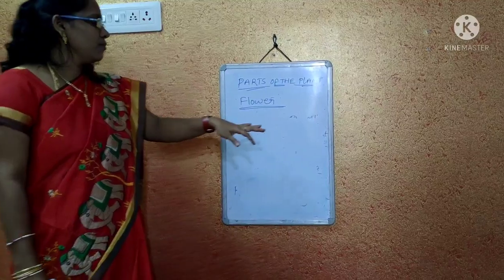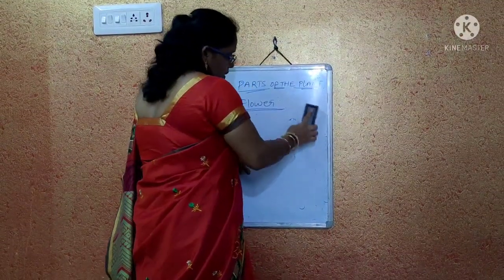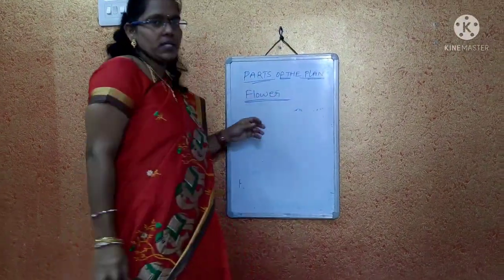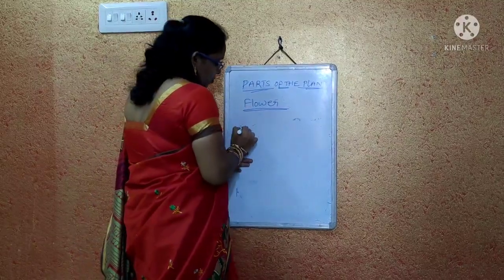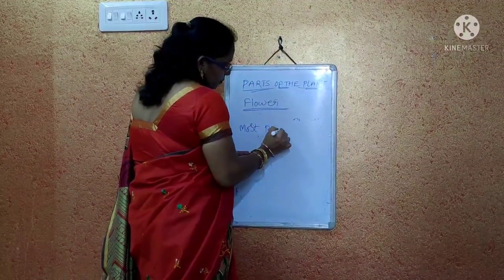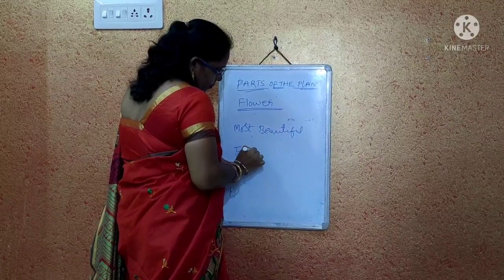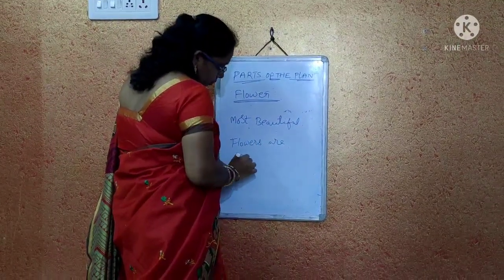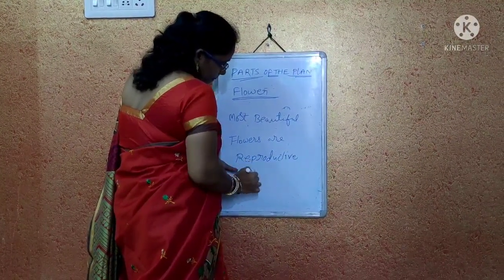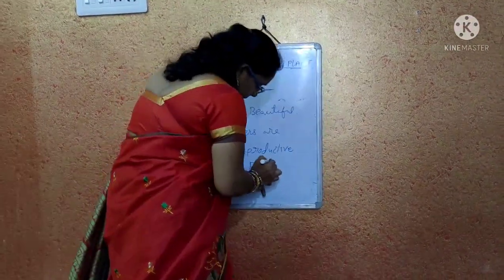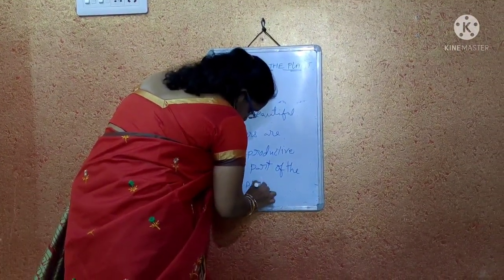Flowers are the most beautiful part of the plant. Flowers are the reproductive part of the plant. Write down, children.